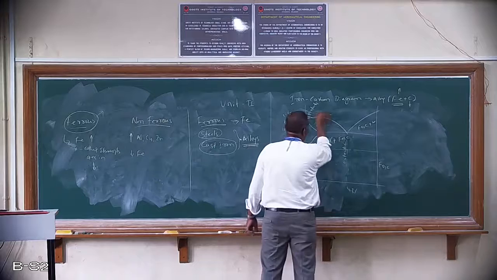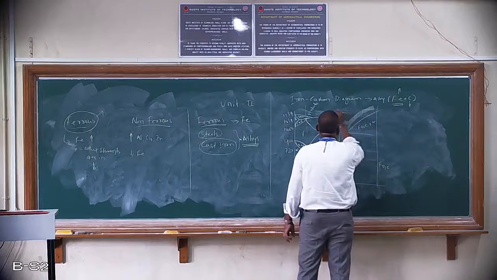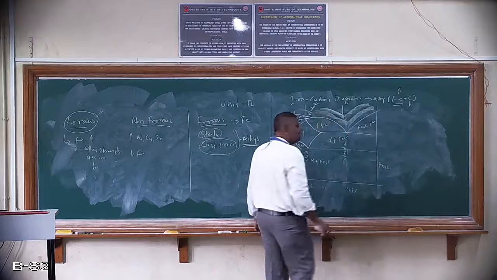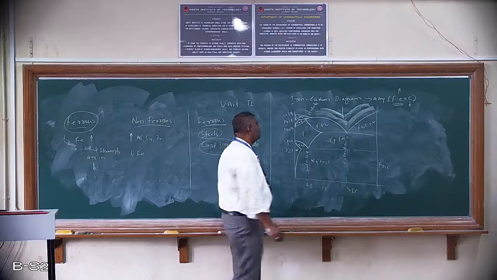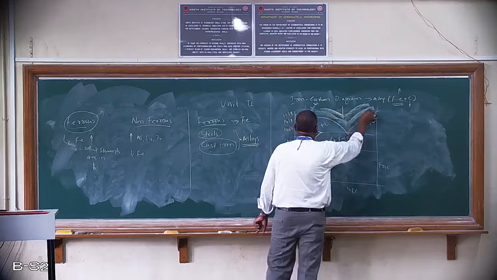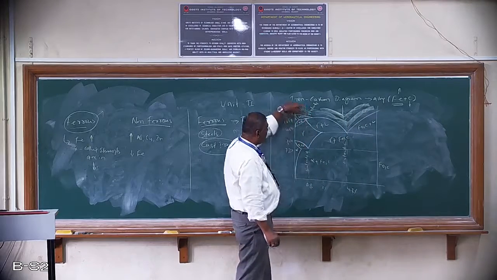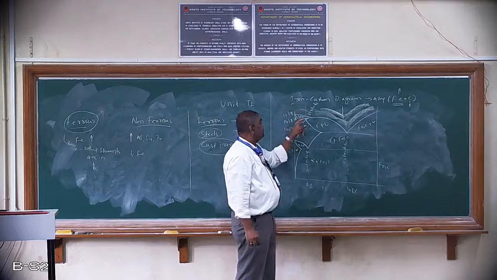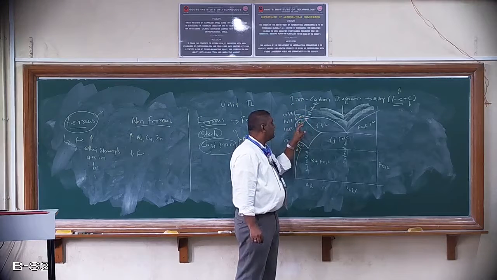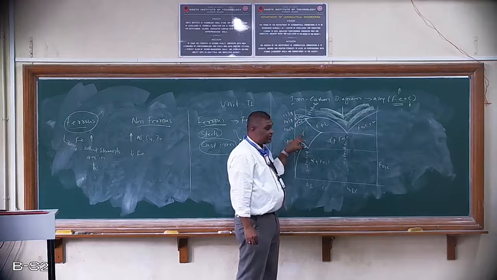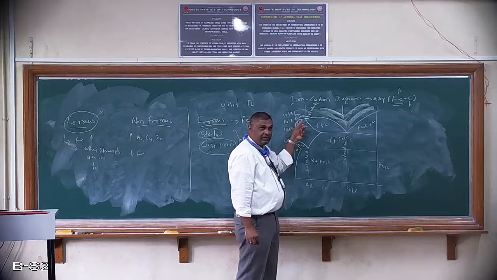So here, whatever is in this region is in the liquid phase. So all here is the liquid phase. Here it is delta. This region comes between the liquid and the delta phase, so this is delta in liquid phase. This region comes between the delta and the austenite phase, so this is austenite plus delta phase.